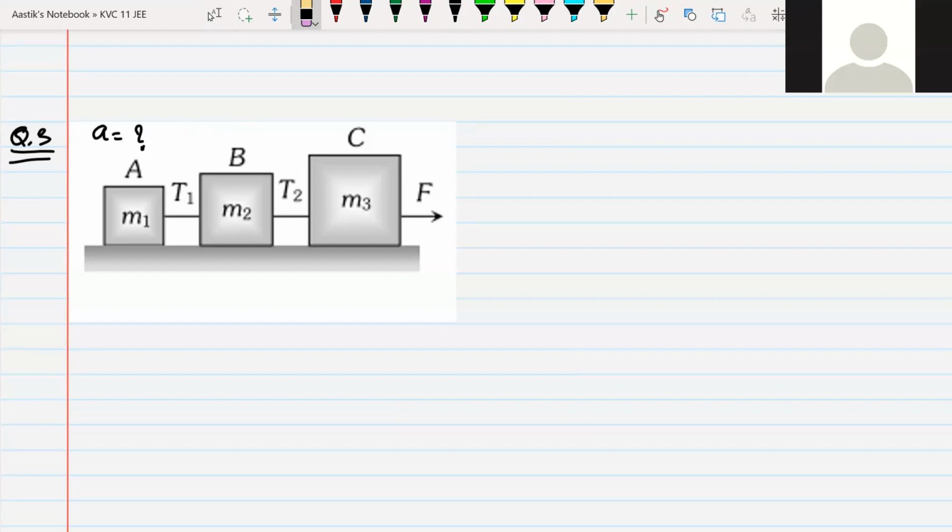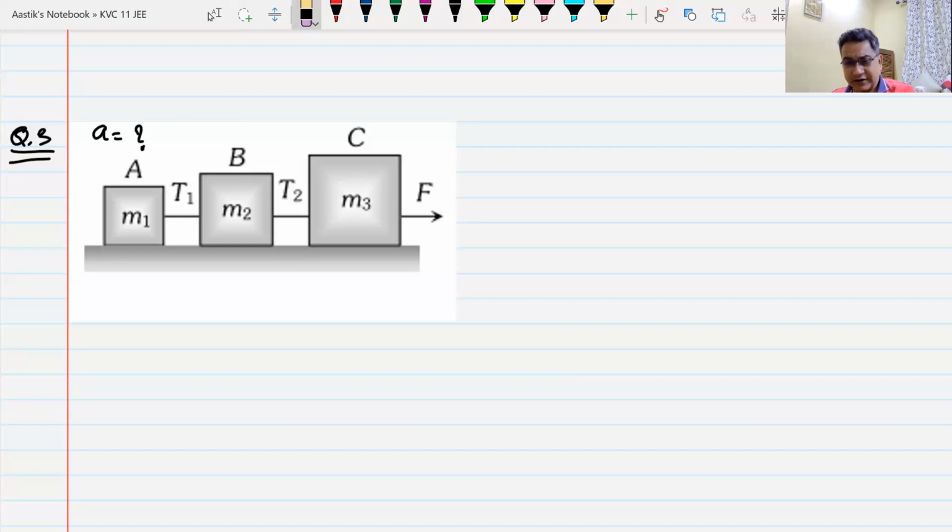Sir, T1 is equal to M1A. What about T2? A of M1 plus M2. Not A of, A multiplied by M1 plus M2. Correct. That is correct. Everyone got this? Yes or no? Yes, then I can move ahead.